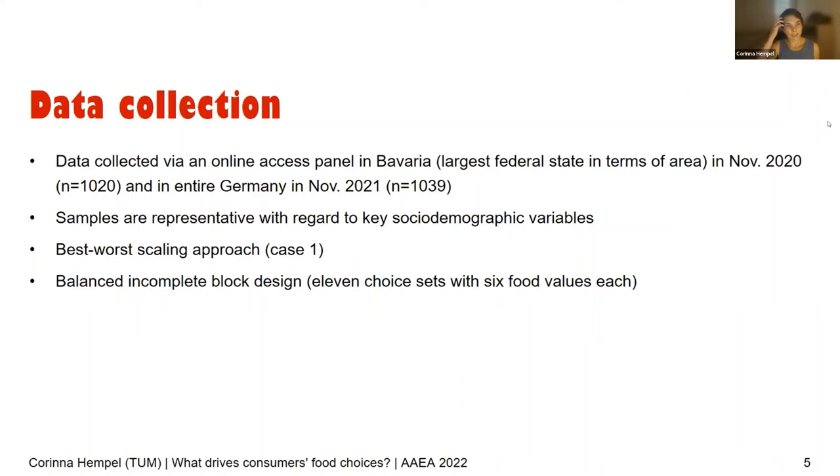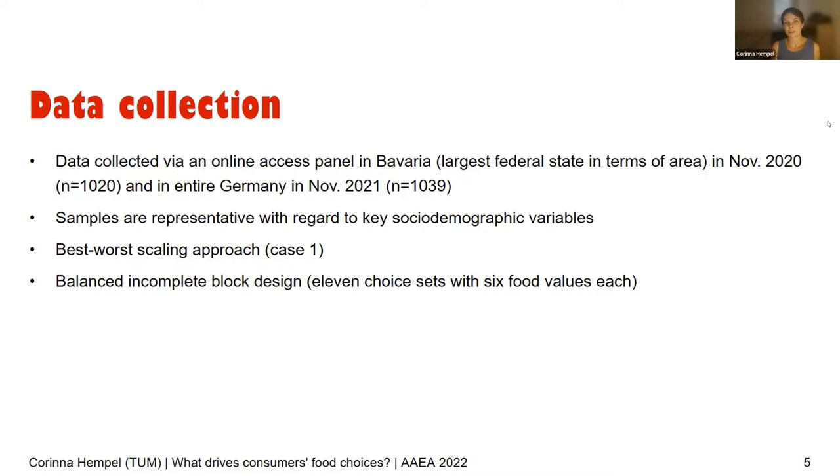We did two rounds of data collection. So first we collected data via an online access panel only in Bavaria in November 2020, and then also in entire Germany in November 2021. And we had about 1,000 respondents in each of our surveys. The samples were as representative of the general population as possible, so with regard to the key socio-demographic variables.